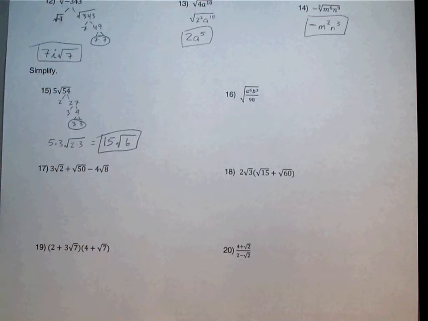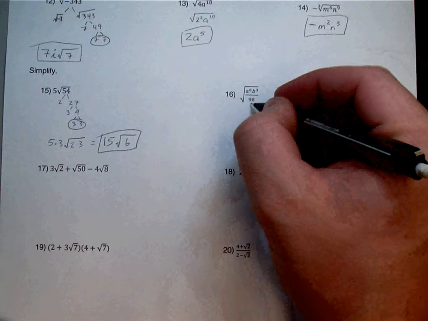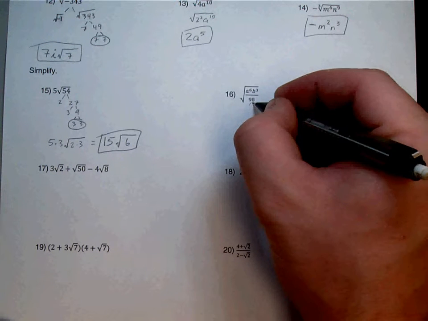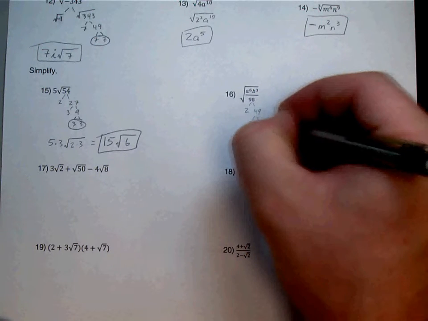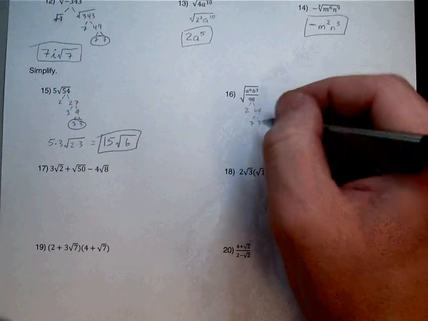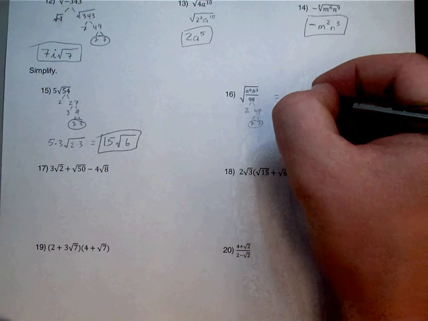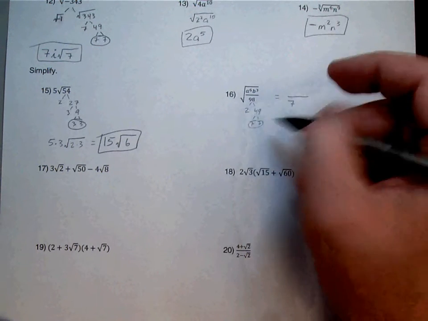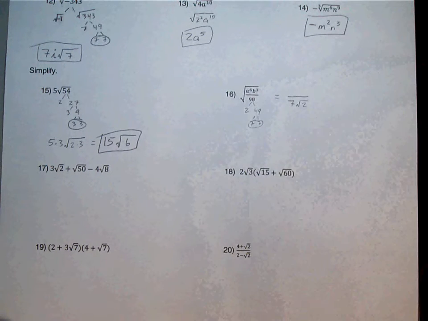Number 16. I've got a 98. It might be helpful to think of 98 like a factor tree type of deal. 2, 49 goes to 7 and 7. So I have a pair of 7s there. So that denominator, I'm thinking of the numerator and denominator separately. So the denominator I get to pull a 7 out, but there's a 2 that's still inside of the square root.